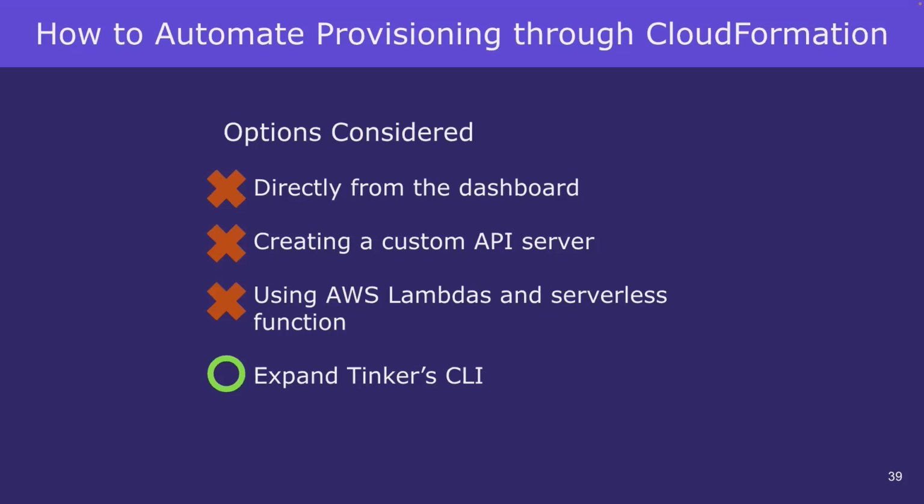We already had a working API, so creating a custom API server just for this problem seemed counterintuitive, so that was out. We could have provisioned a serverless function using AWS Lambdas, but this also required sending users credentials over the network, so that was out as well, which left us with option 4, expanding Tinker's CLI.